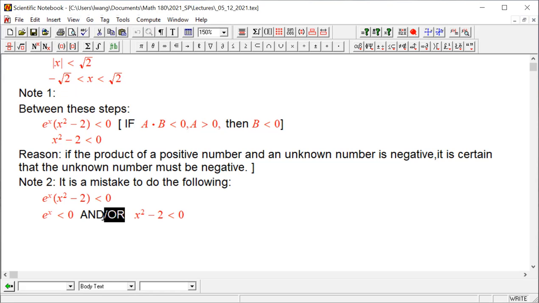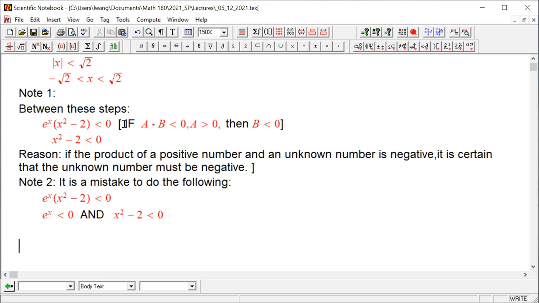If it were and, this will never be true. This will never be true. Besides, a negative times negative is positive. It's not going to be negative, right? You cannot retract your step. We cannot go back to our previous steps. And besides, we know that e to the power x is always positive. So this claim itself is a mistake. So please don't do that.